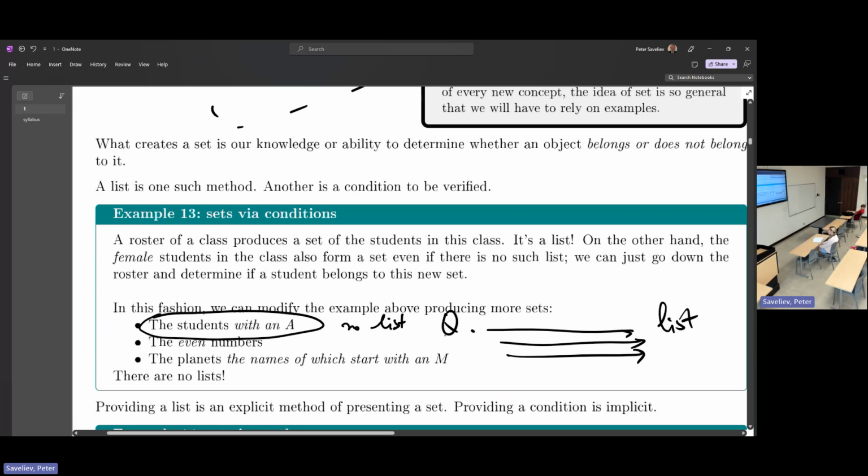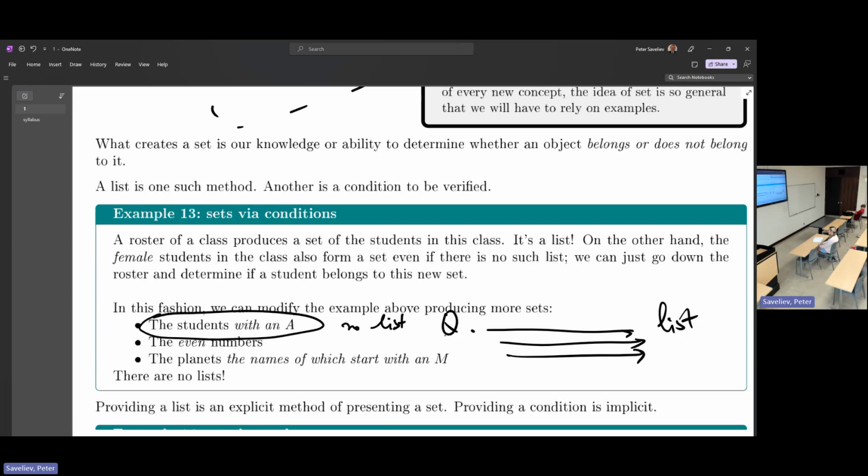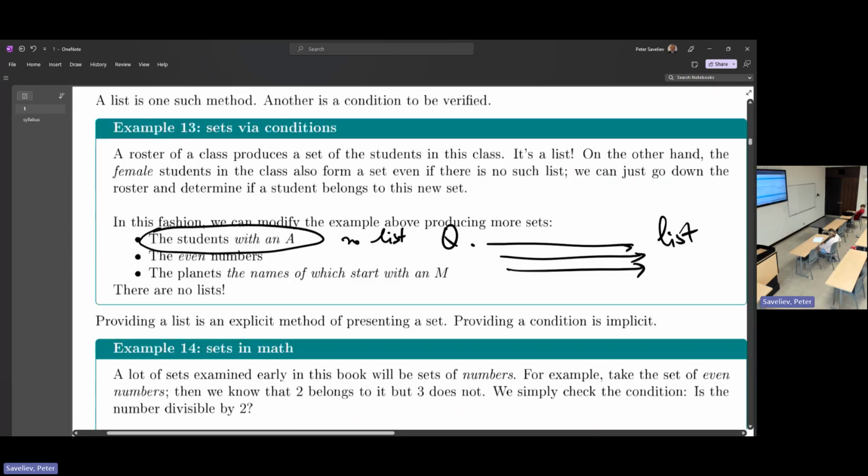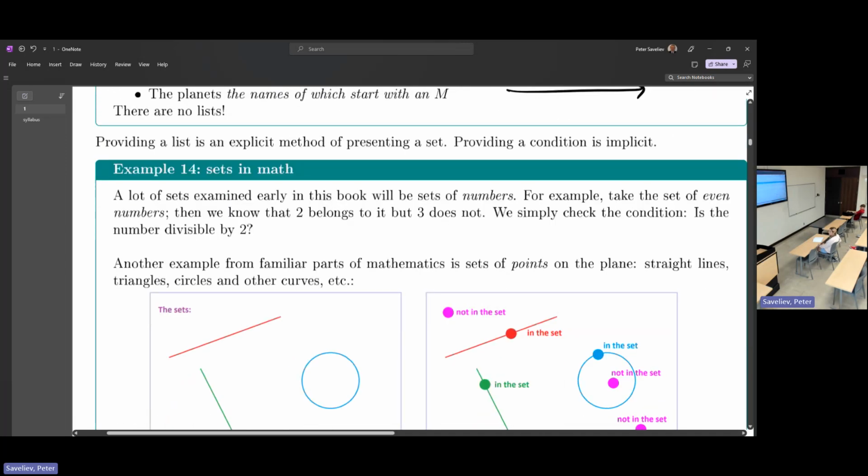The point is, of course, that we have created a set nonetheless, even though there is no list, but the set is there. Okay, so then you can modify it, and if necessary, if at all possible, you turn it into a list, and then you're done. You solve the problem.